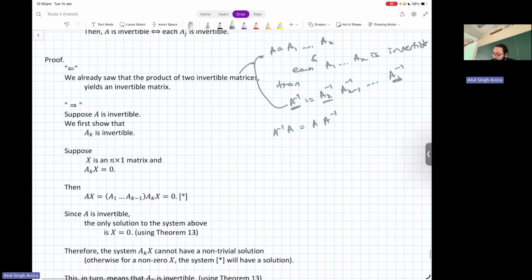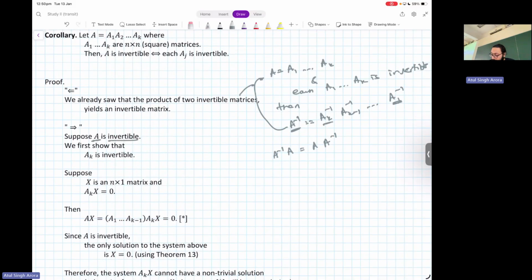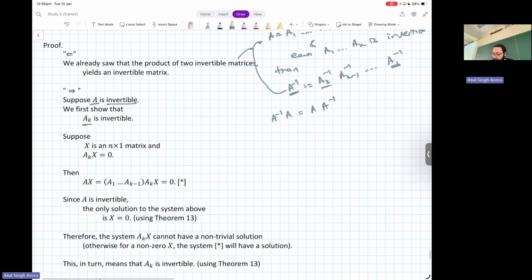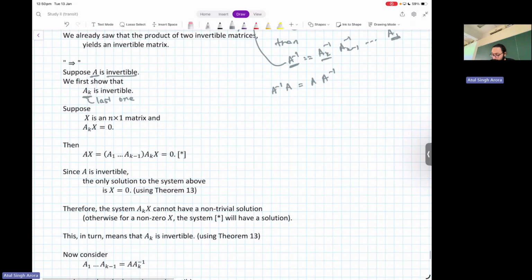So now suppose that capital A is given to be invertible. Okay. So we first show that A sub k itself has to be invertible. A sub k is like the last one. So let's see how to do this. And of course, we want to do it for each one of them, but the argument can be applied repeatedly. So suppose that X is an n cross 1 matrix, and A sub k X equals 0.